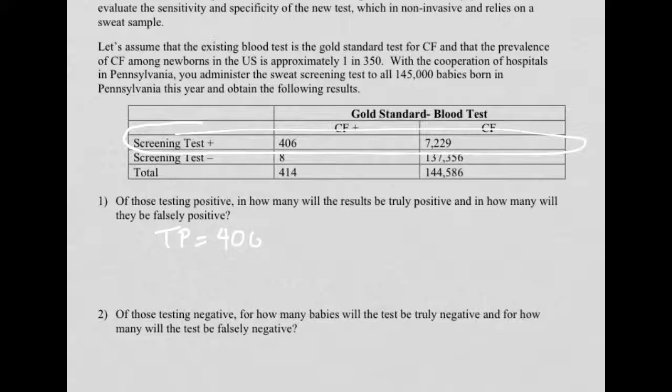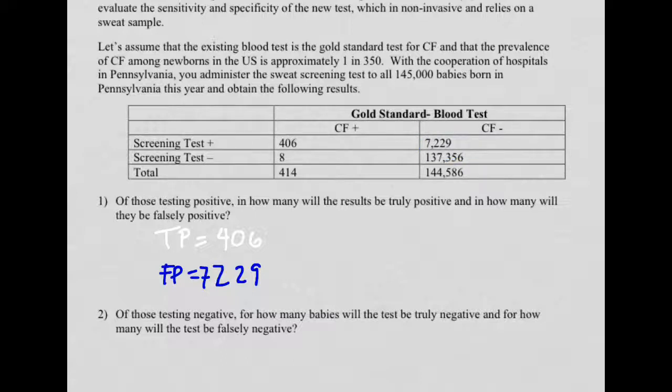Actually, I'm going to change my color here. Because this cell is the people who are CF positive and who screen positive. And then we want to know how many are falsely positive. So our false positives is this cell, 7229. Those are people who are not positive for CF, but who screened positive. Get rid of all that for our next question.